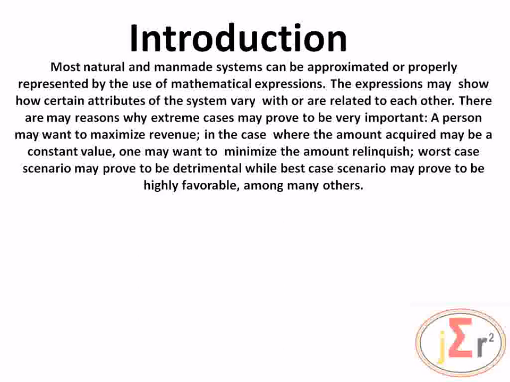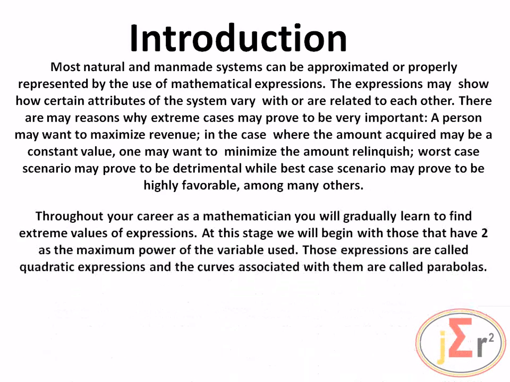Worst case scenario may prove to be detrimental, while best case scenario may prove to be highly favorable, among many others. Throughout your career as a mathematician, you will gradually learn to find extreme values of expressions. At this stage, we will begin with those that have 2 as the maximum power of the variable used. Those expressions are called quadratic expressions, and the curves associated with them are called parabolas.